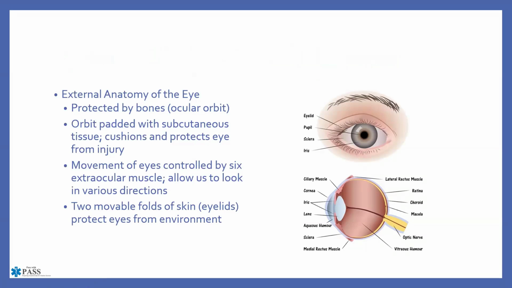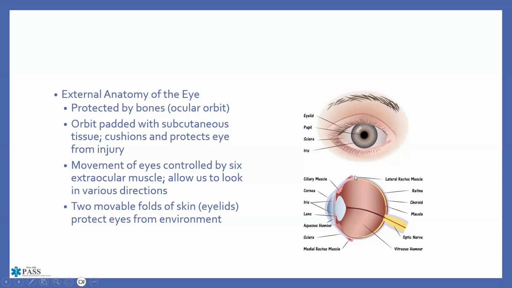Movement of the eyes is controlled by 6 different extraocular muscles, and this allows us to look in various directions. This is how we're able to look up, down, left, and right, etc. And then we have 2 movable folds of skin, and these are your eyelids, and this is what protects the eyes from the environment.